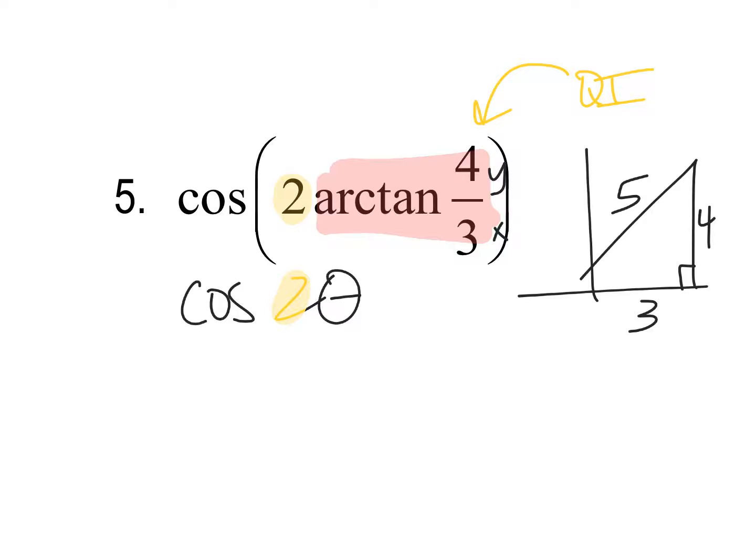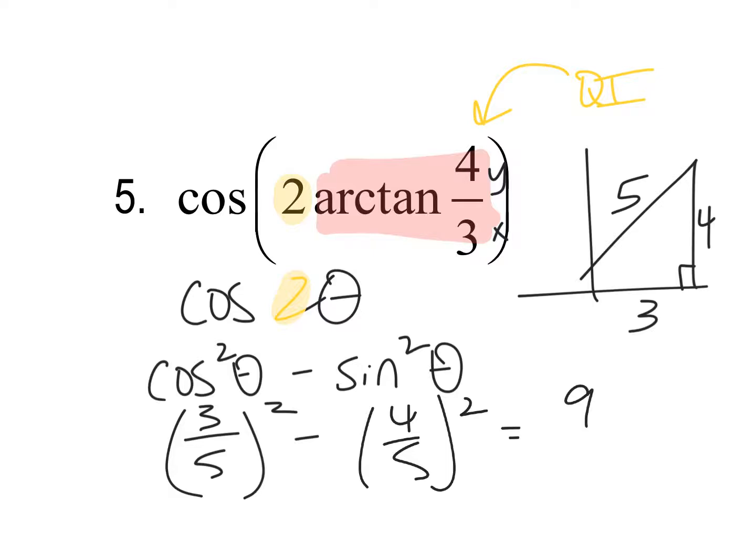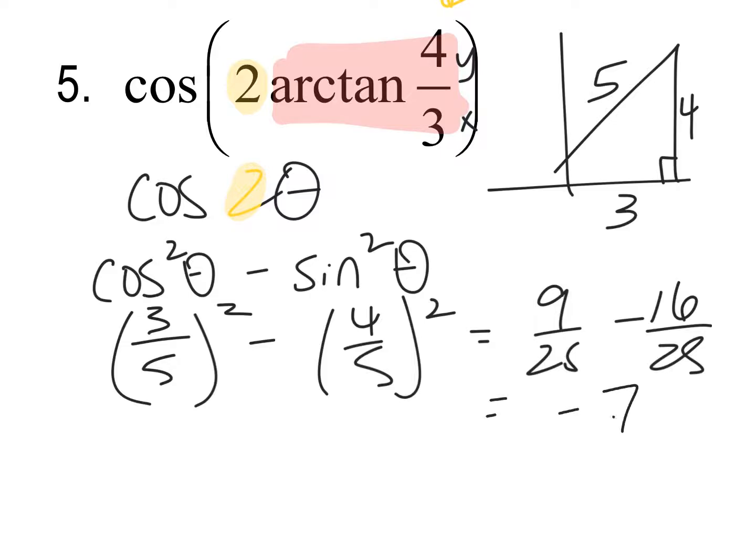And cosine of 2 theta, you do have 3 different formulas that you can use. First one that comes to my mind is cosine squared theta minus sine squared theta. Doesn't matter which one you use, you will get the same answer whichever one you use. But the cosine squared of theta is 3 over 5 squared. And the sine of theta is 4 over 5 squared. So remember, that makes it 9 over 25 minus 16 over 25. And that gives us negative 7 over 25 for a final answer.